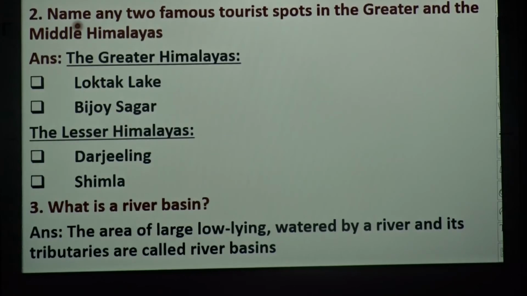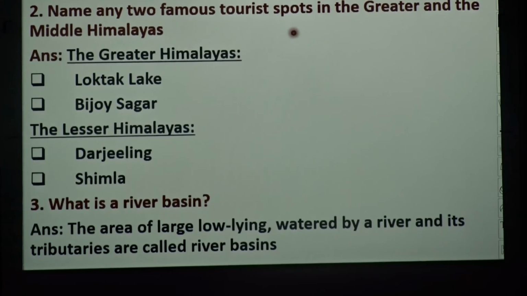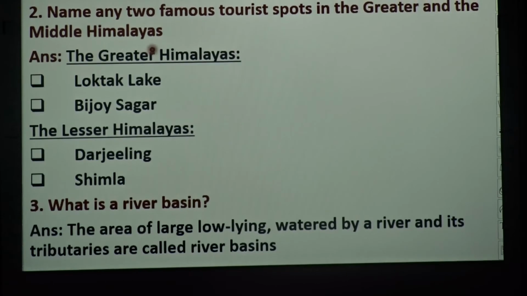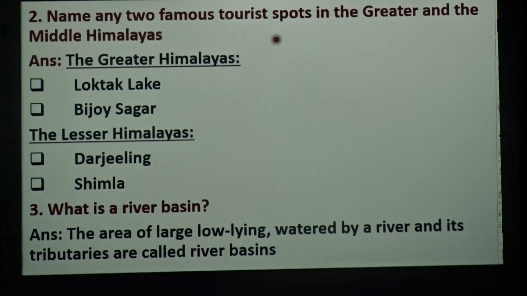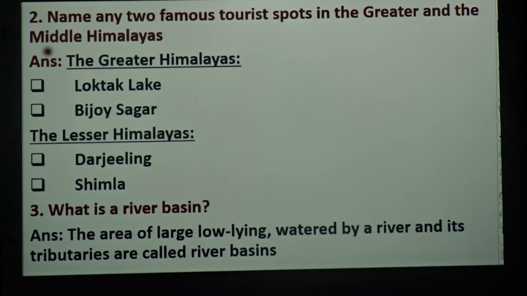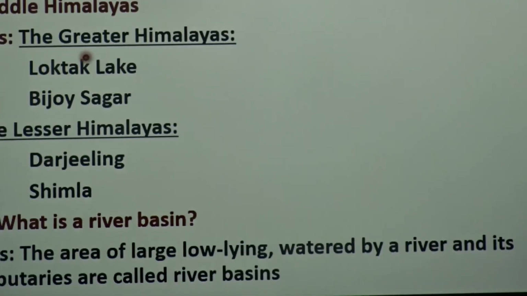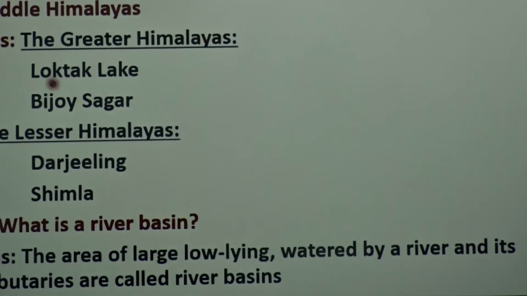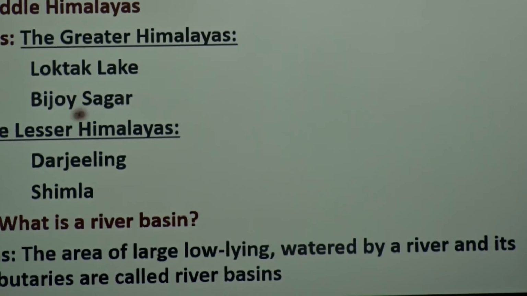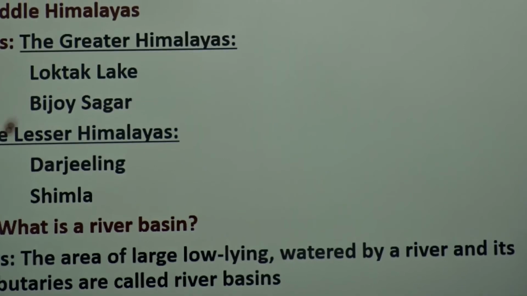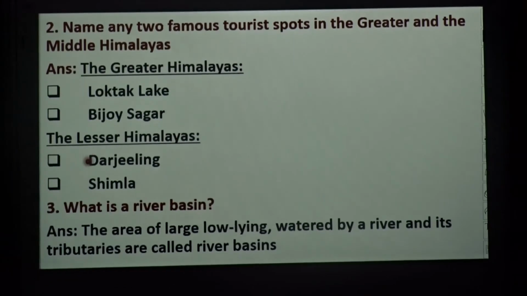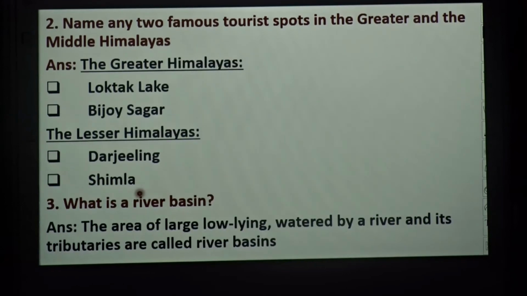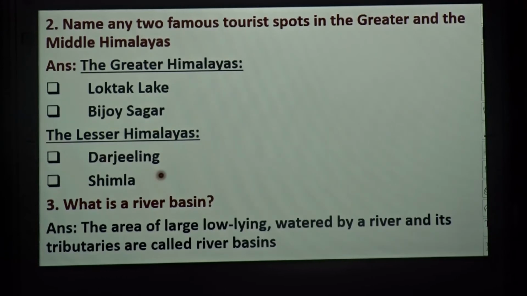The second question is, name any two famous tourist spots in the greater and the middle Himalayas. The answer is, in the greater Himalayas, the two tourist places are Loktak Lake and Bijoy Sagar. In the lesser Himalayas, the two tourist places are Darjeeling and Shimla.